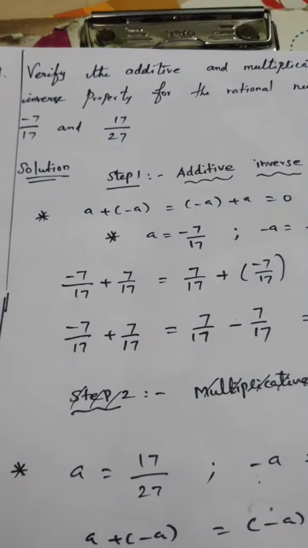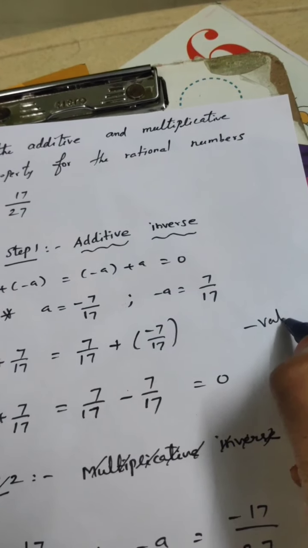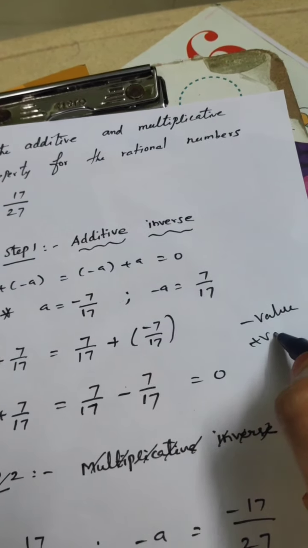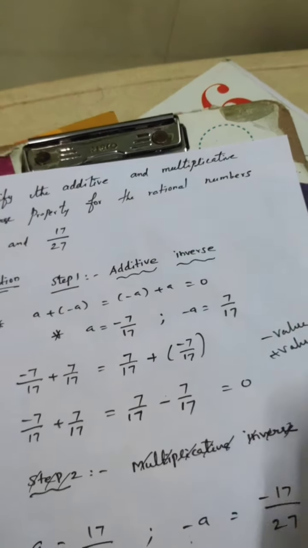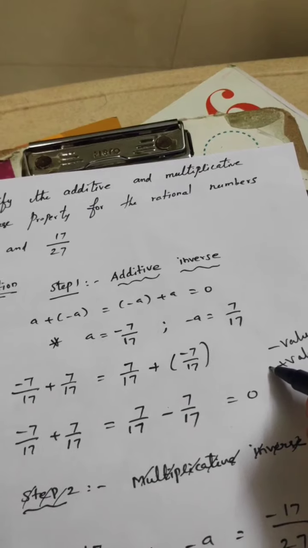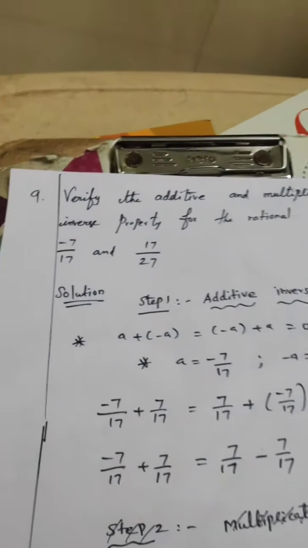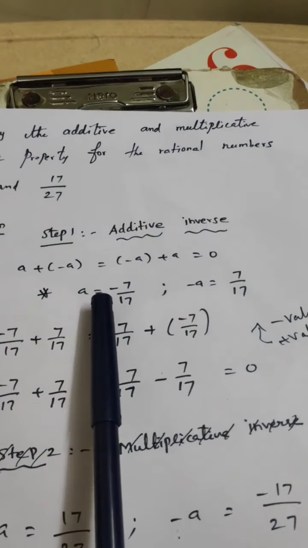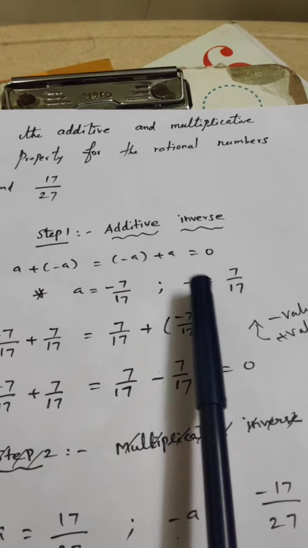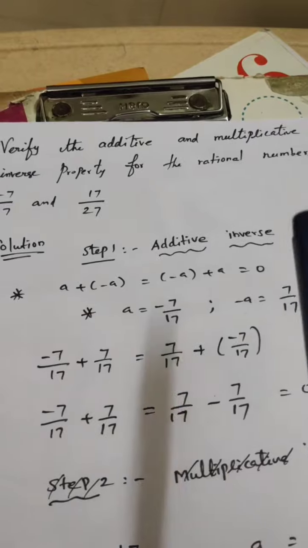Additive inverse. What is that one? Minus value changes into plus value, plus value changes into minus value. This is the additive inverse formula. So minus 7 by 17 is A value, minus A value equal to the opposite symbol, 7 by 17, that's all.